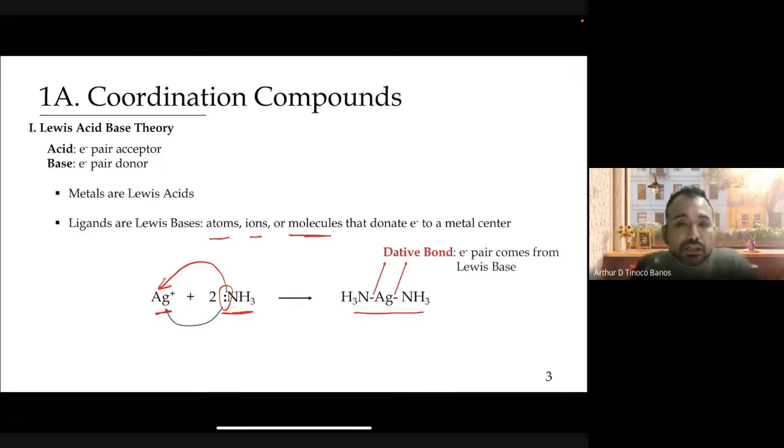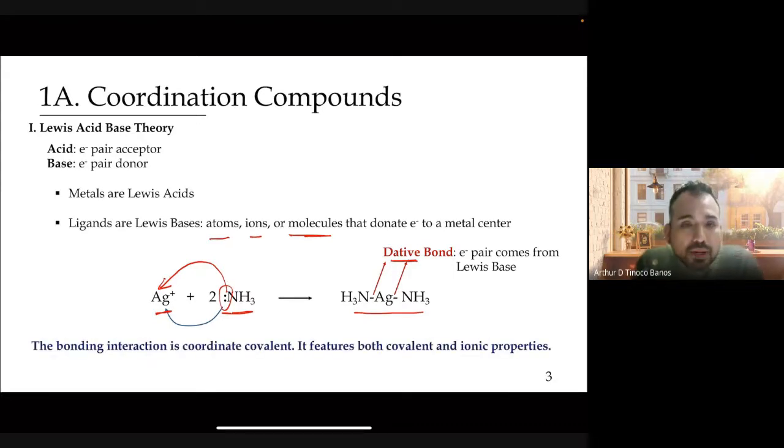Now, let's explain the context of these bonds. Traditionally when we were taught about bonding interactions between two different species, we were taught that we're having a sharing of electrons coming from the two members that are forming the bond. Okay. In this context, we're still having a sharing of electrons, but the electrons are coming exclusively from the ligands. And so here we're focusing on a type of bond that is called dative. So the electron pair is coming from the Lewis base. This type of bonding interaction is what is referred to as a coordinate covalent interaction.